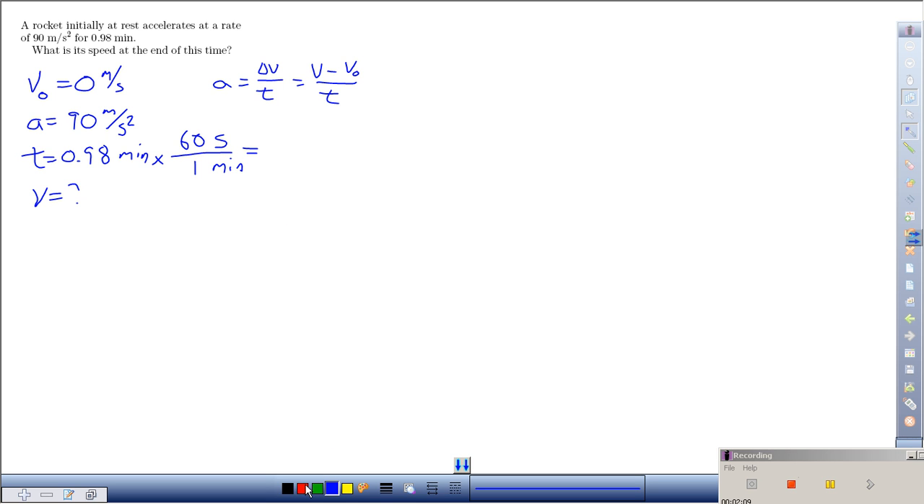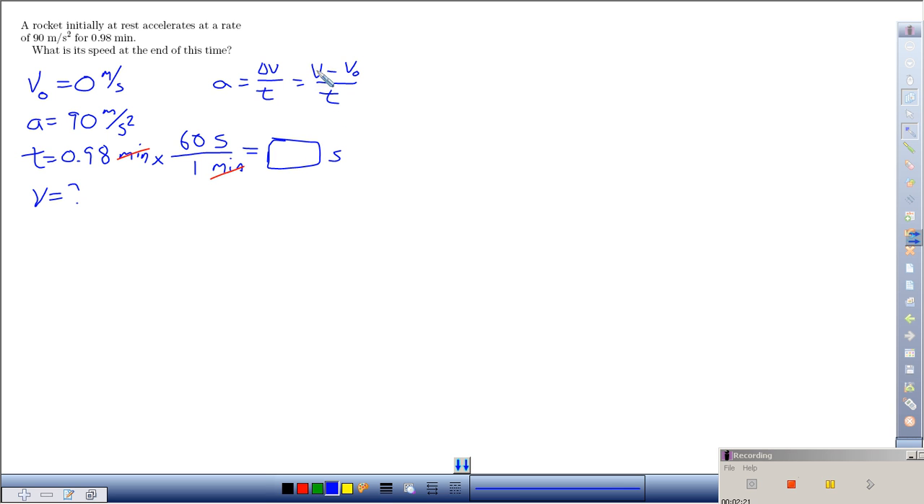So now my units are going to cancel out. I've got minutes in the bottom, minutes in the top. That's going to leave me with seconds. So 0.98 times 60 is going to give me some number of seconds. That's going to be my time. So that's the number that I can plug in here.